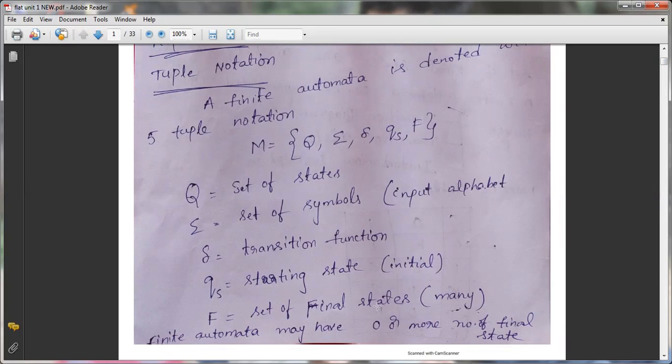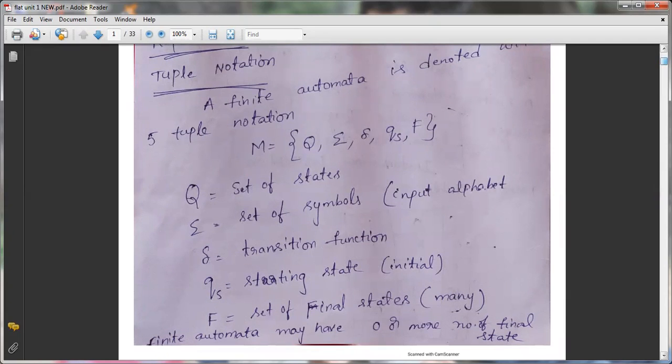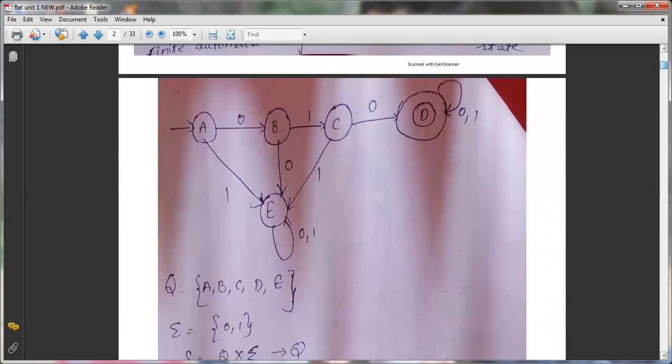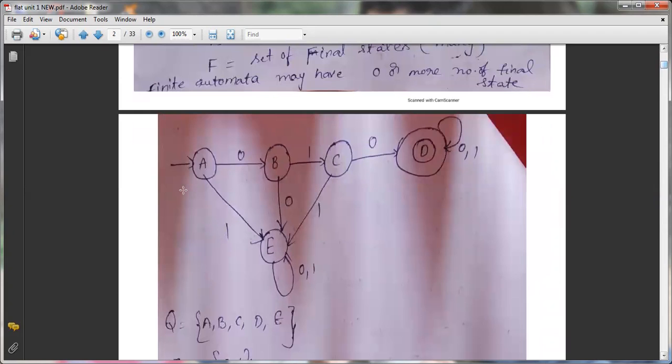So this final state can be any number of final states. It may be 0 final states or more final states can be there in the finite automata. So let me take one example of how to represent these 5 tuples in an automata. So let us take this as the automata.